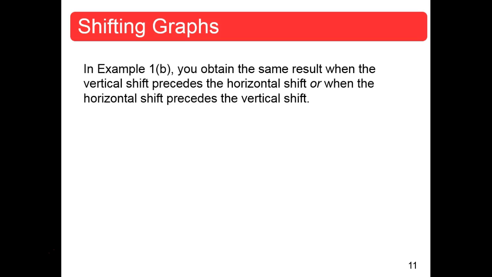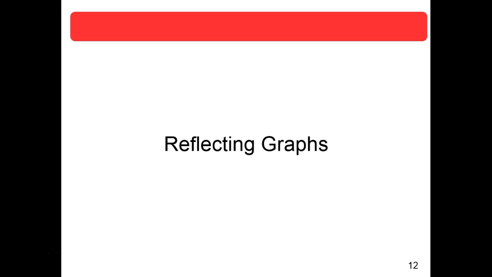Okay. Now, in example 1b that we just had there, you can obtain the same result by doing the vertical shift first and then the horizontal. It doesn't matter the order in which you do your shifts, okay? They'll come out either way, whether the vertical shift precedes the horizontal shift or the horizontal shift precedes the vertical shift. The order doesn't really matter much here. Now later, some of these it might. And the next thing we're going to do is reflecting graphs.